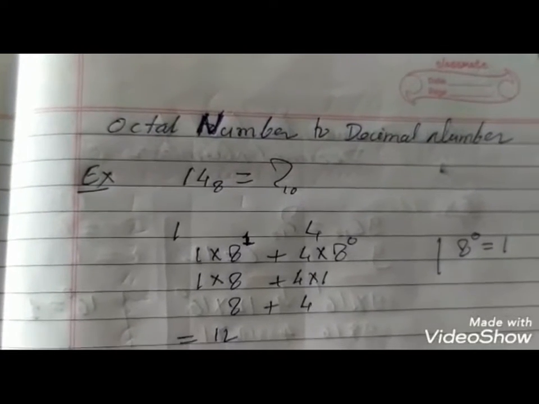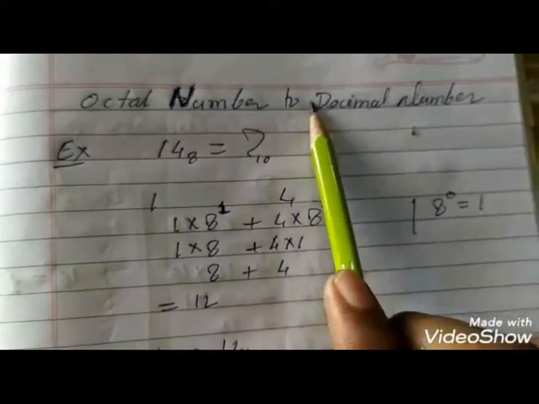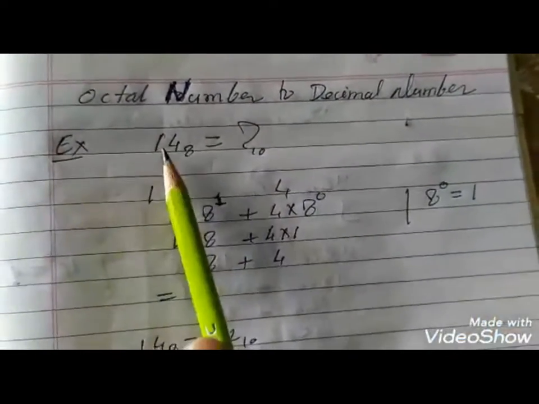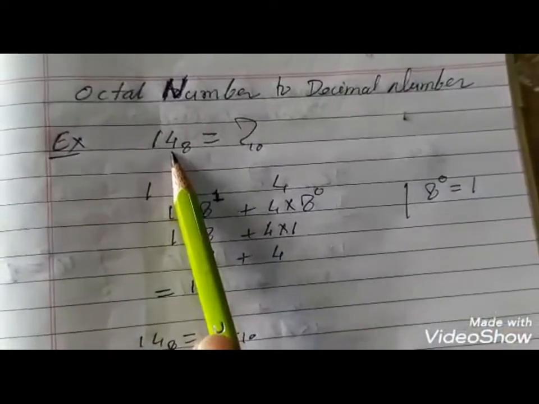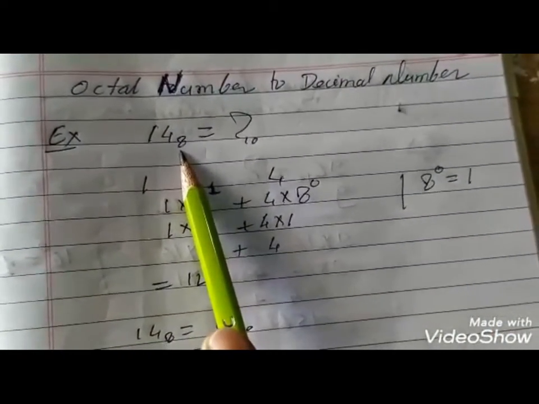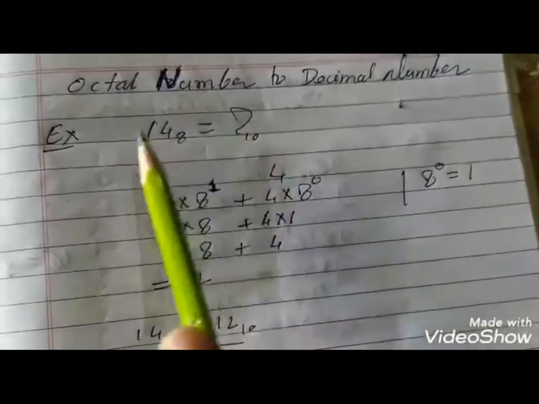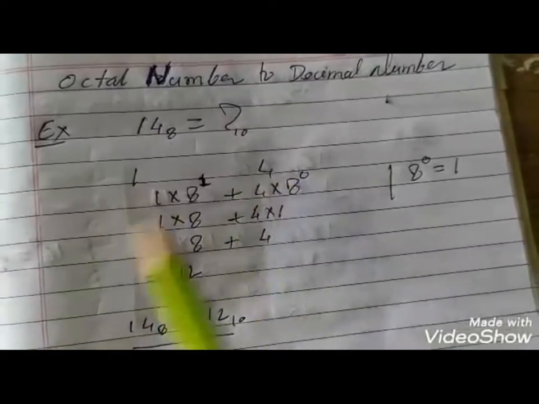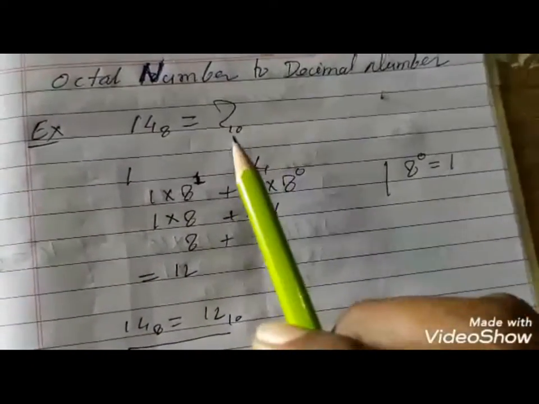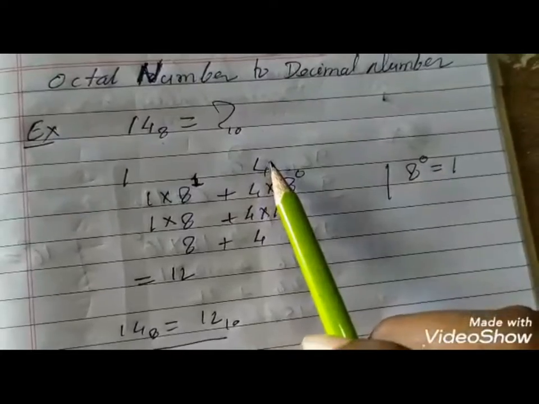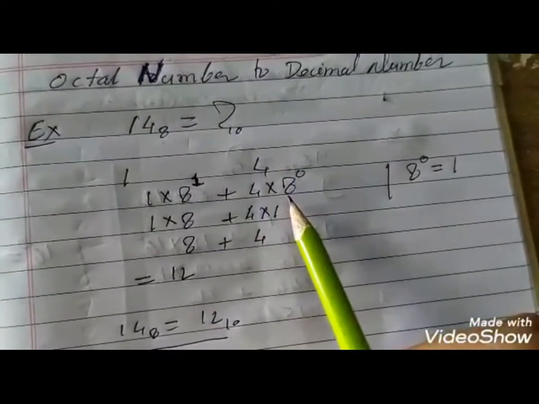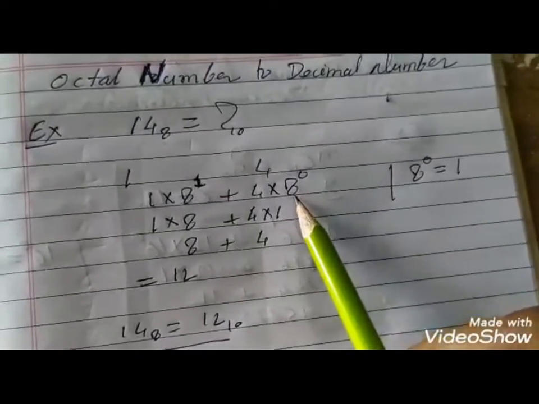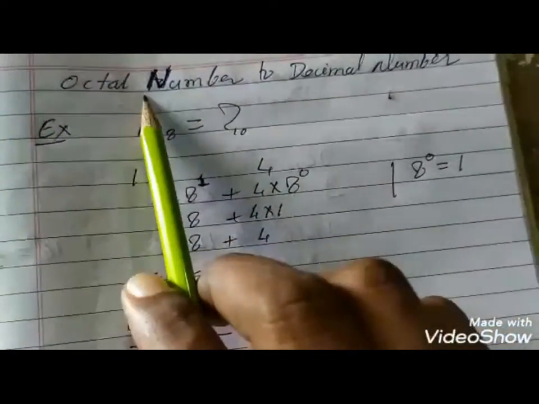Now next conversion, octal number to decimal. Take example 14 in an octal number, base of 8, convert into decimal. Same method here. Write all the digits with space, and multiply every digit by 8 with the power of its position. Why 8? Because we are converting an octal number.